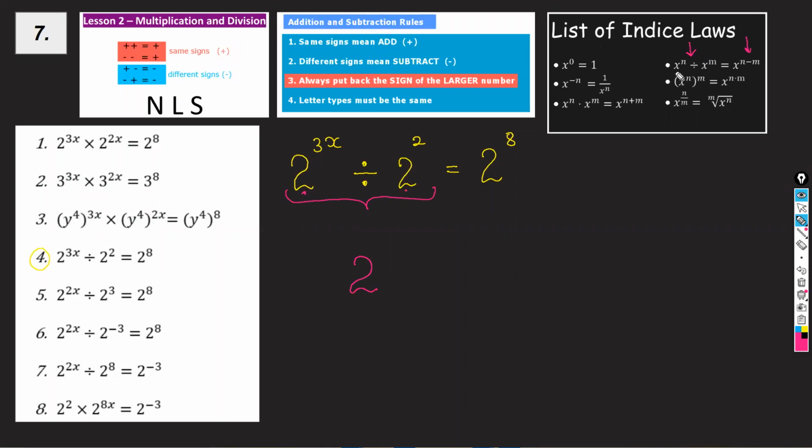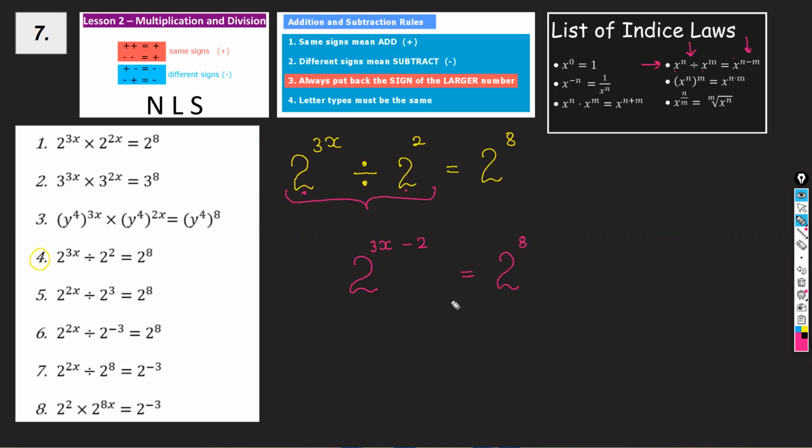Look at the rule here. When you have an x and an x being divided, you just only put the x once. And what do we have to do with the powers? Divide means to minus the powers. So we're going to have 3x minus 2. And this is equal to what? 2 to the power 8. Everyone understand so far? We just use this rule to squish these 2 together.